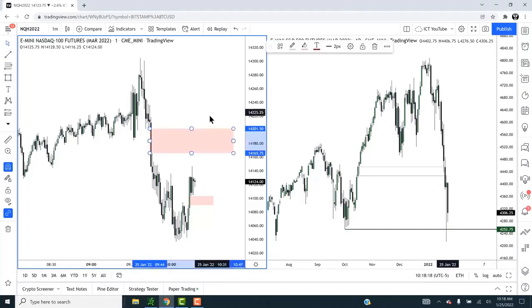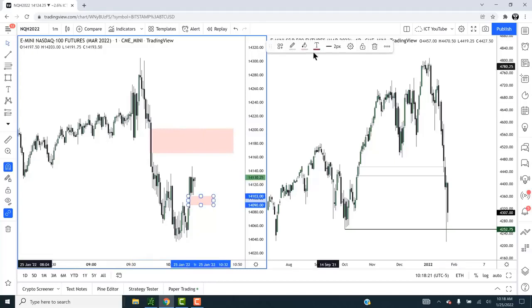Okay, see that? Just the opposite of what I've been showing you. Change the color on this.